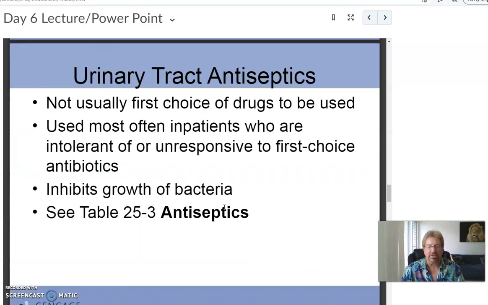Urinary tract antiseptics are not usually the first choice of drugs to be used. Used most often in patients who are intolerant or unresponsive to first choice antibiotics for different reasons. They inhibit growth of bacteria. See table 25.3, antiseptics. Again, guys, anytime it refers you to one of these tables, please look in your book and take a moment to look at that stuff.